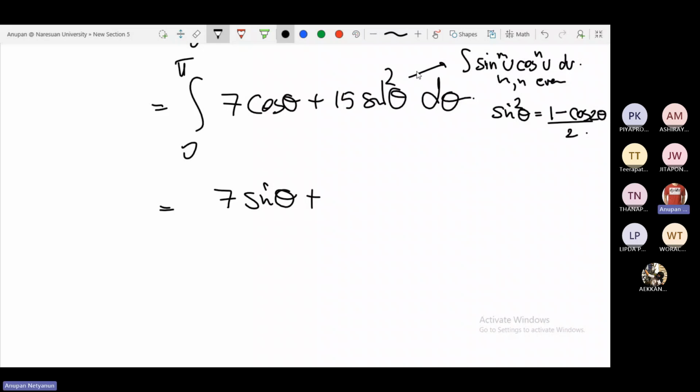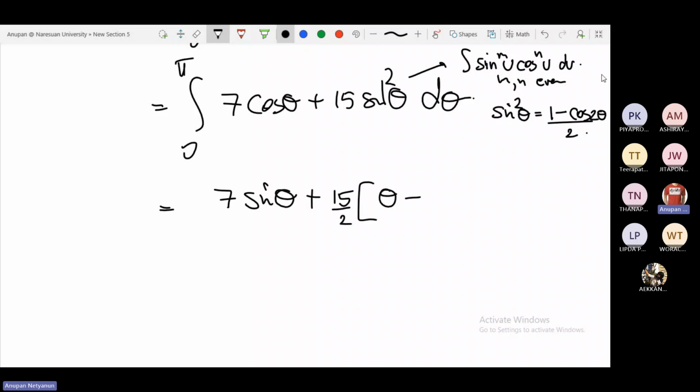So 15 is a constant. If I plug this with this, divide by 2 is also a constant, so I put it here. So I have to integrate only this, which is the integration of 1 with respect to theta. What is something when you take derivative equal to 1 in terms of theta? That is theta, right? And then minus the integration of this.